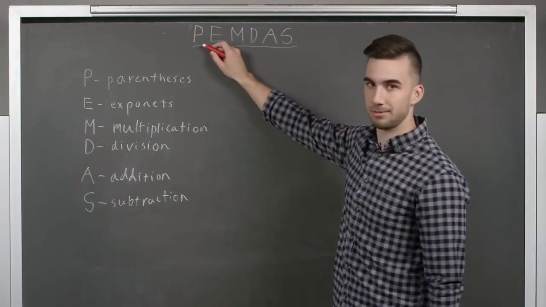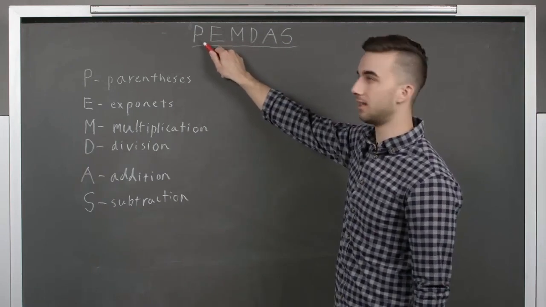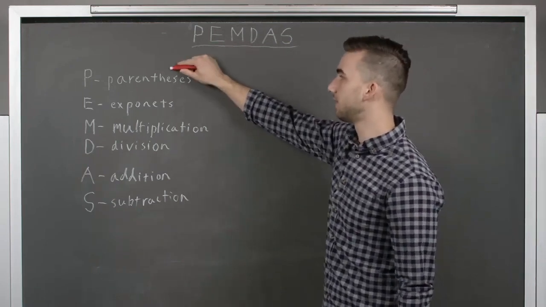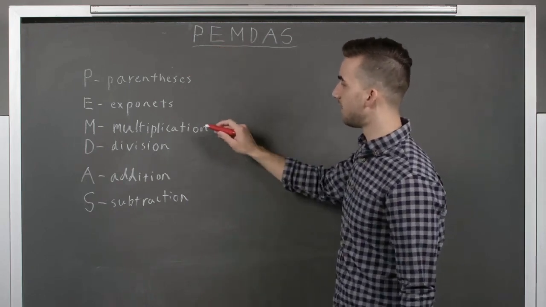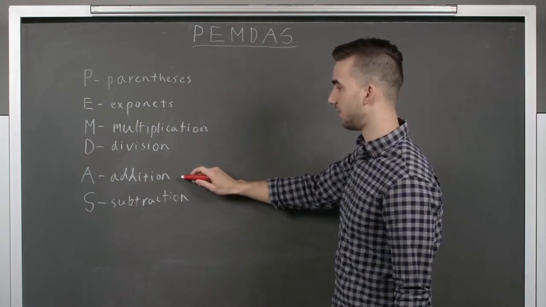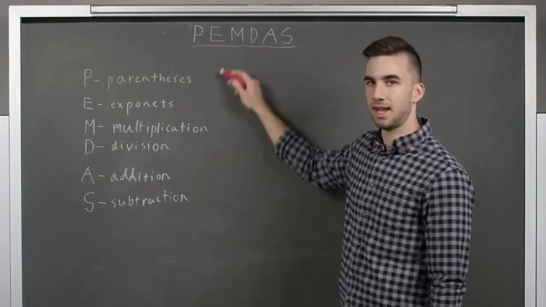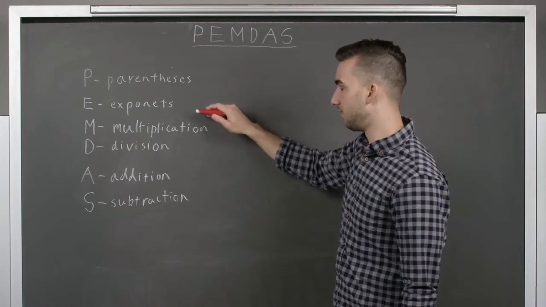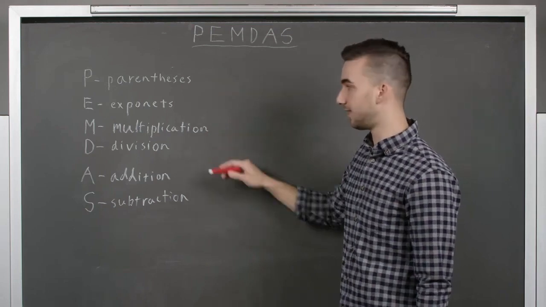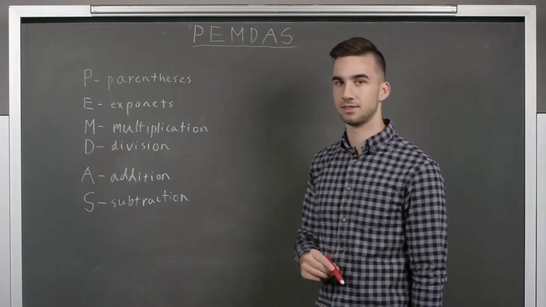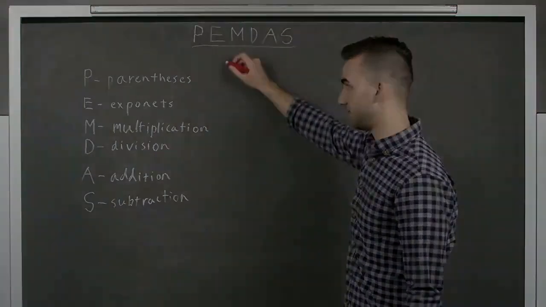If you just memorize that word, you can take each letter and remember P is for parentheses, E is for exponents, M is for multiplication, D is for division, A is for addition, S is for subtraction. So just remember PEMDAS and go in the order, break it down into steps, and that is how we will have the correct solution for simplifying an expression with some or all of these operations.